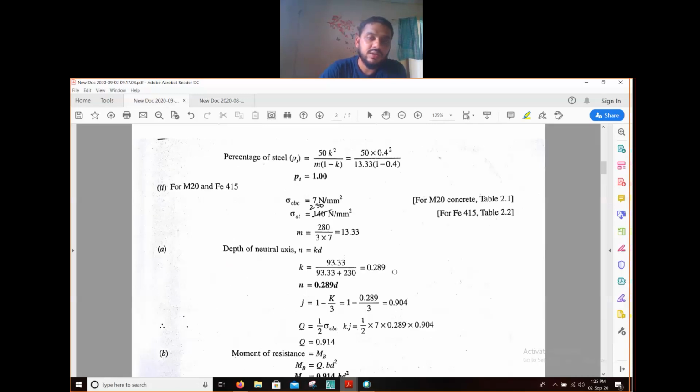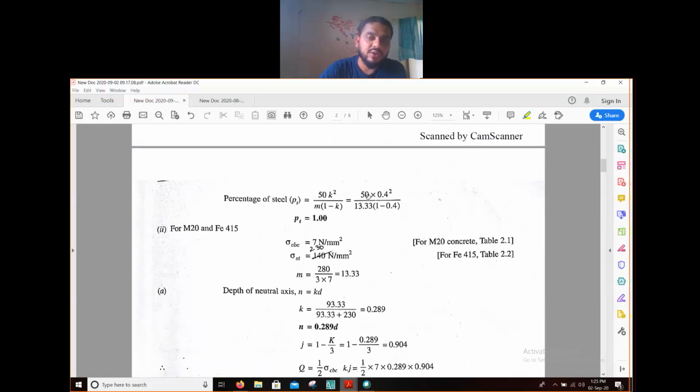See here, 50, K value is 0.4, M value was 13.33, 1 minus K. After putting all the values, you have got PT equal to 1. 1 means 1%. That means in this case we are using 1% of steel.